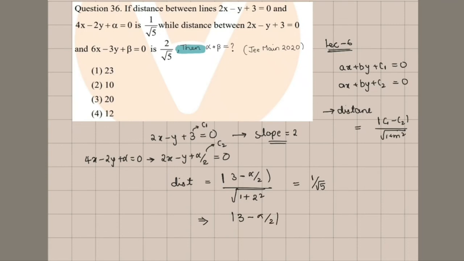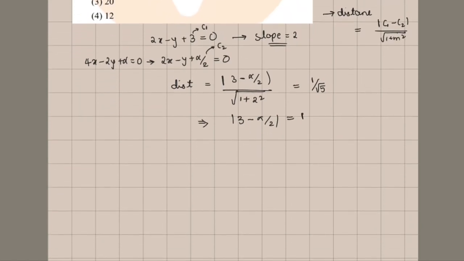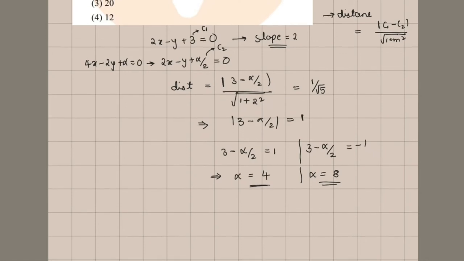So root 5 gets cancelled. You get modulus of 3 minus alpha by 2 equals 1. So there are two possibilities: 3 minus alpha by 2 equals 1 and 3 minus alpha by 2 equals minus 1. So you get alpha equals 4 or alpha equals 8. So there are two possibilities.